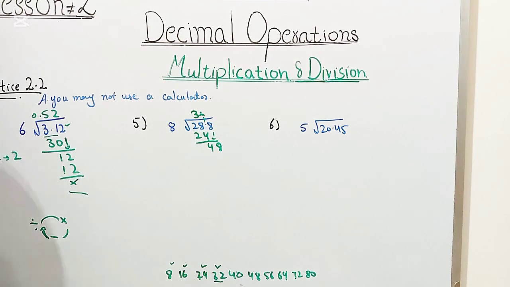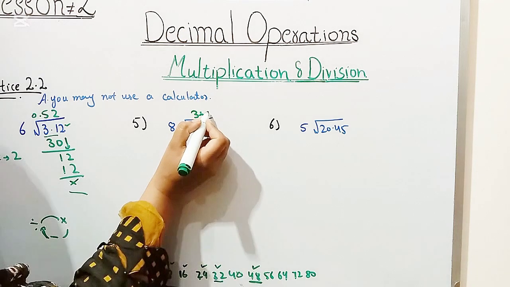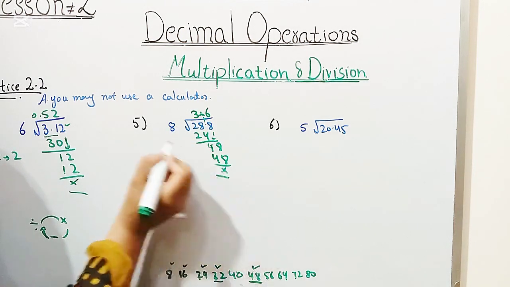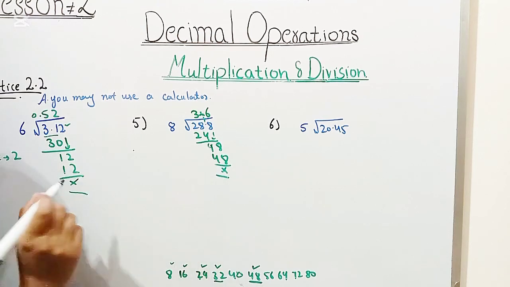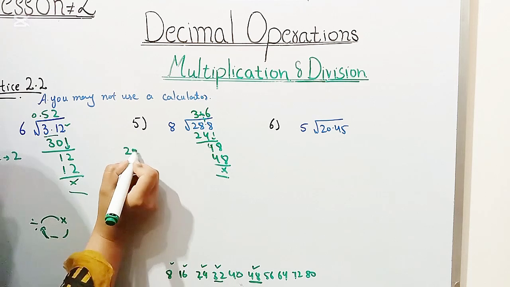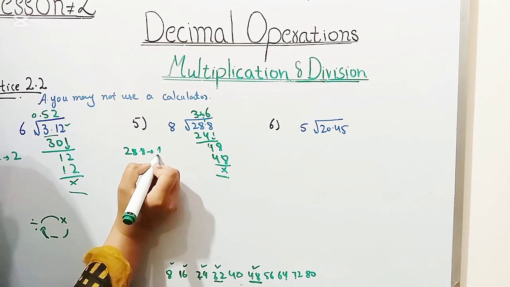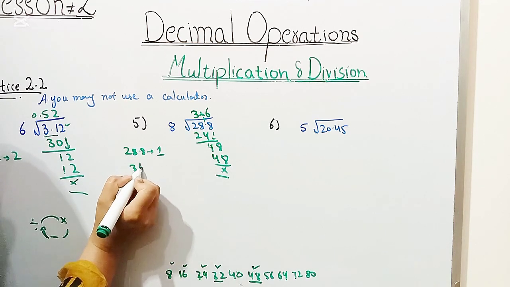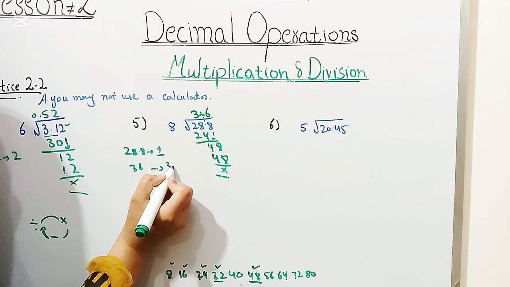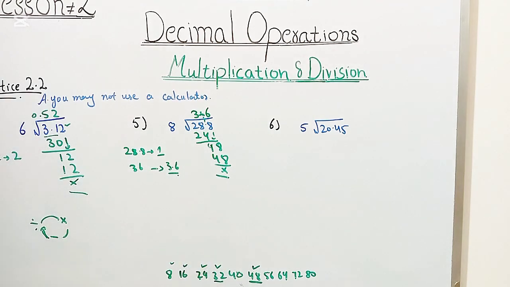It will become 48. 8 6s are 48. Then I will write 3 6. I will follow this rule. This is the easiest rule. But I will also see that 28.8 has one decimal place. So 36. I will move from the right side, 3.6.